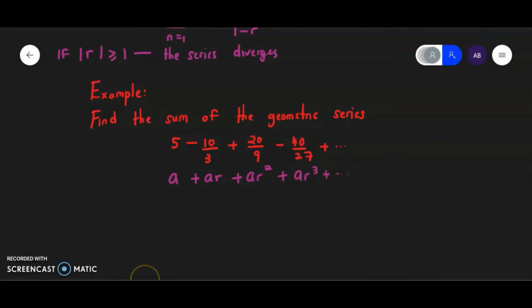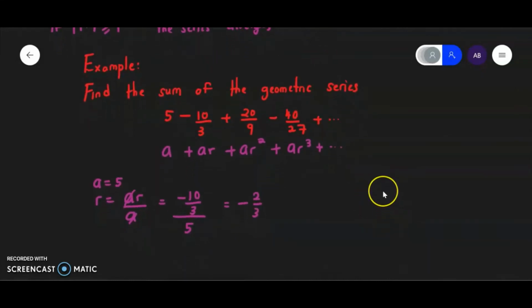Okay, so A is 5 for sure. I know A is 5. Now what is R? How do you find R? I think I can find R by dividing my second term by my first term. So what do I get? Negative 10 over 3 divided by 5. So I get negative 2 over 3.